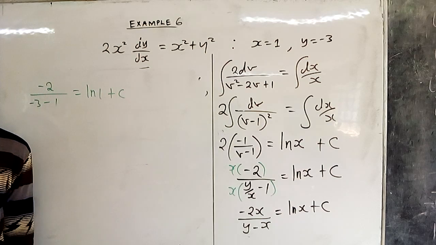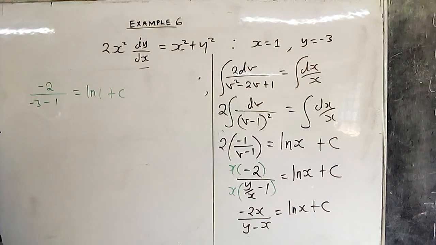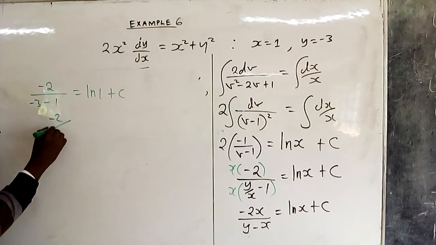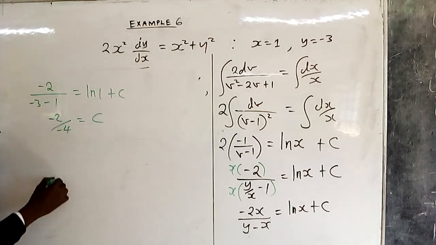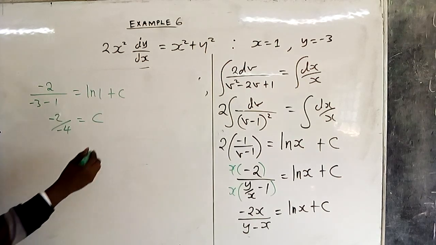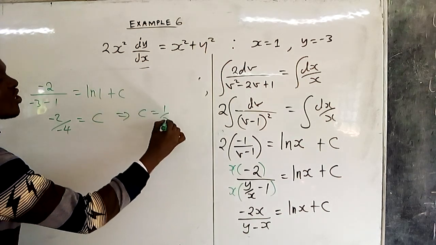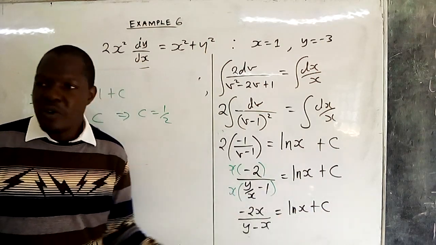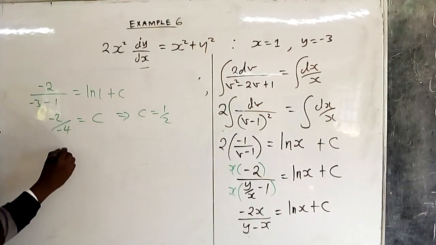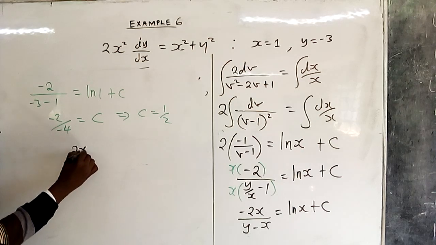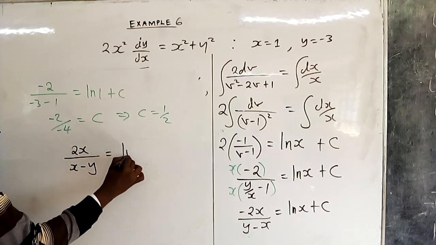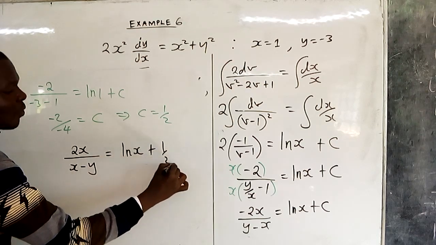What is the logarithm of 1? 0, isn't it? Yes, just press the calculator. Meaning this is 0. What do you remain with here? Negative 2 over negative 4 is equal to c because ln of 1 is 0. So this is a clear indication that c is 1 over 2. So where there is c, you put the value of c, 1 over 2. So we end up with 2x over x minus y is equal to ln of x plus 1 over 2.